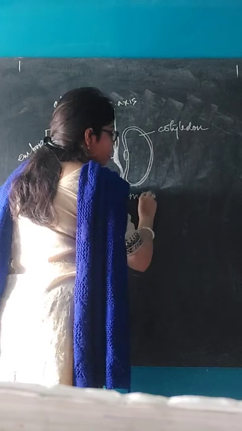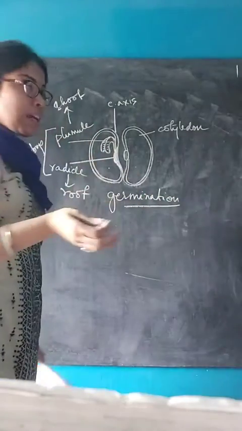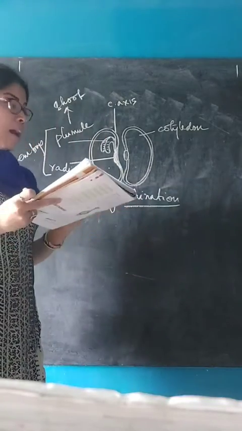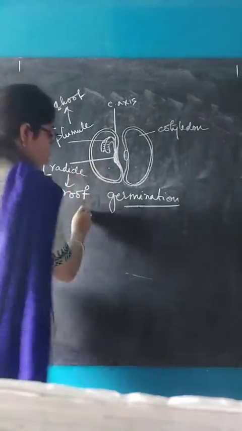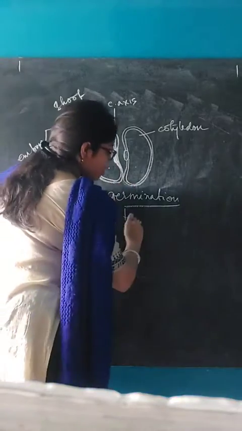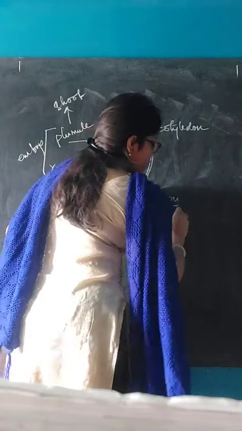Germination. I hope you have learned about this term previously in your lower classes, about 5 or 6. And what are the requirements for germination? Water, suitable temperature, proper temperature, and oxygen.